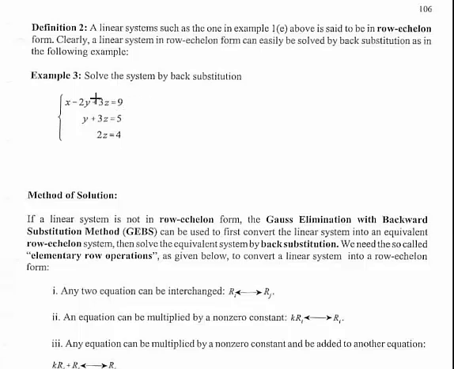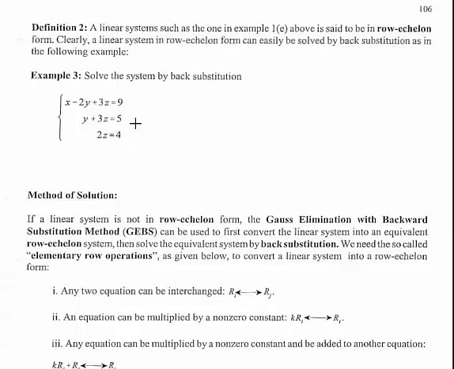So from the examples above, we remember seeing, and this may be the same exact one, an example of a system of equations where not all of the equations contained all of the variables. The first one contains all three, the second one contains a y and a z, and the third one contains only a z variable. This is what we call row echelon form.